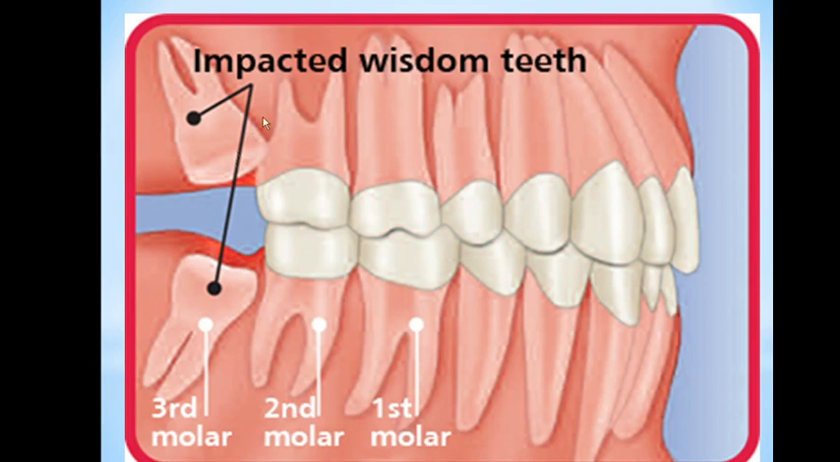Okay, can you see here? These are impacted upper and lower wisdom teeth. Can you see that the wisdom tooth is the third tooth, the molar tooth? It's impacted, it's embedded in the bone. Can you see the level of bone is up, covering the tooth? So we have to know how to extract this tooth because it's so different from the other teeth.